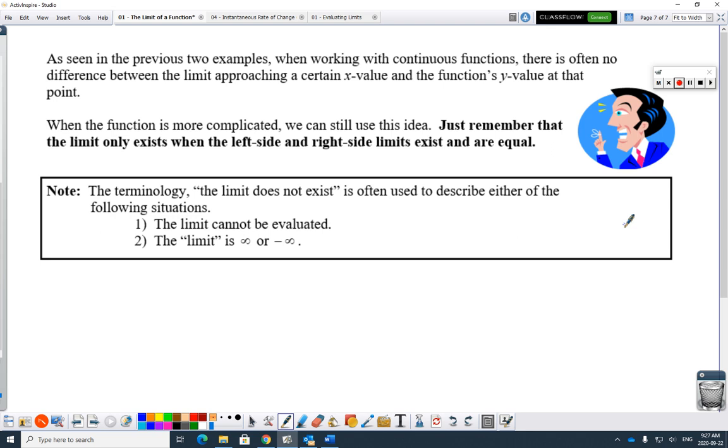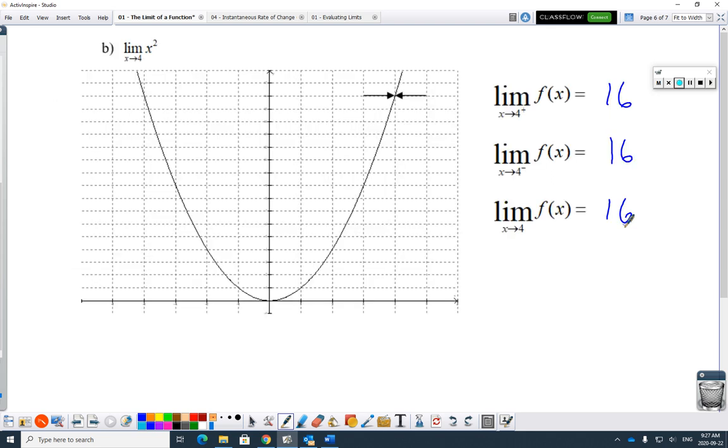Last slide of this part of the lesson, and then we get into the good stuff. As seen in the previous two examples, when working with continuous functions, there's often no difference between the limit approaching a certain x value and the function's y value. When the function is more complicated, we can still use this idea. Our plan is just to sub the number in. Looking at this one, you're like, I didn't need the graph. I could have just taken 4, subbed it into the function, got 16, and I didn't have to do any of this graphical work. And you're right.